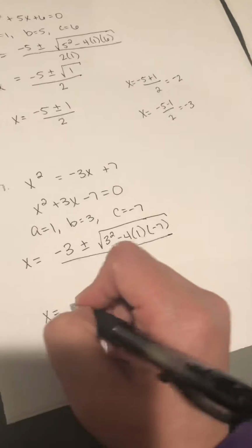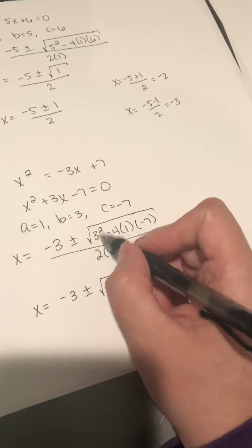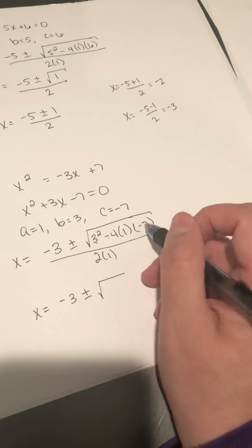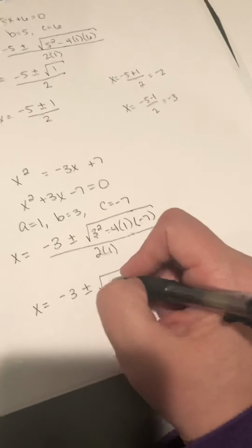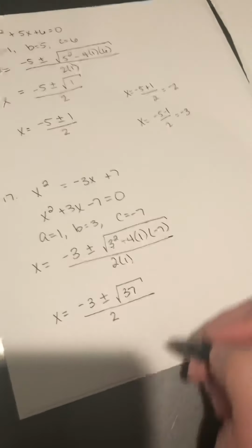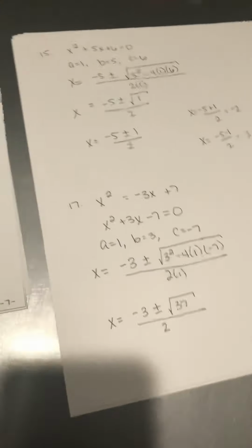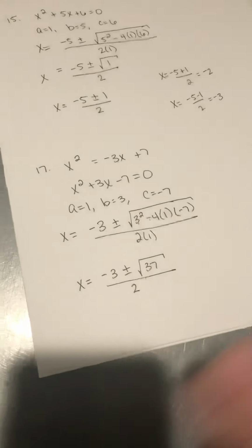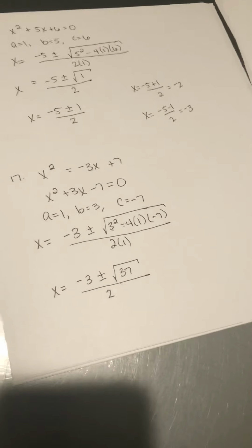And if I try to simplify this one, I get negative 3 plus or minus the square root of 3 squared, 9, minus 4 times, or negative 4 times negative 7, is 28. So 9 and 28 is 37, all divided by 2. And you can't do anything with 37. It doesn't have a perfect square in it, so you can just stop. You don't have to try to do a decimal form or anything. You can just leave the answer like that. It's fine.